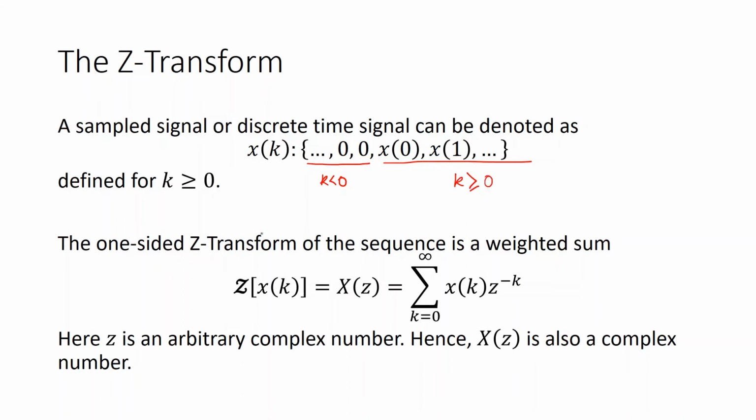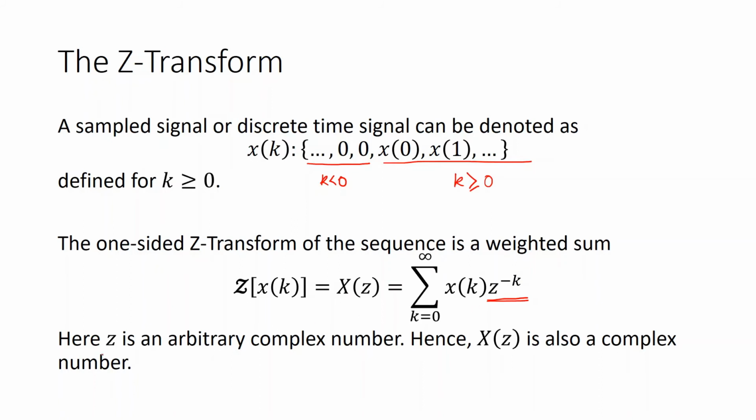positive time. Okay, so now the one-sided Z transform of this sequence, how is it defined? It is defined as a weighted sum. How? It is weighted with a value like this, z to the power of minus k. So each xk is multiplied with this weight z to the power of minus k, and then summed over these k's, over these samples.